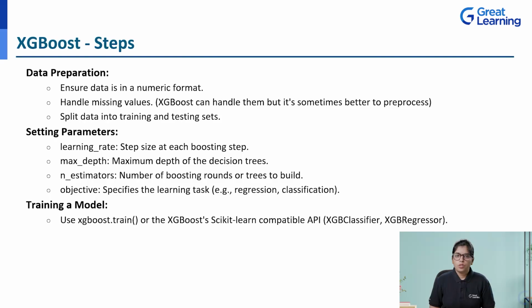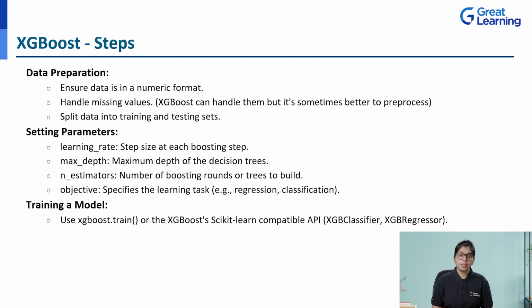Now the next part is what various steps come under while we model our data. As we have already discussed how XGBoost works, we're going to discuss the steps to be covered while performing this method. First is data preparation. Ensure the data is in numeric format. Handle missing values; XGBoost can handle them, but it's sometimes better to pre-process. Split data into training and testing. These three points come under data preparation.